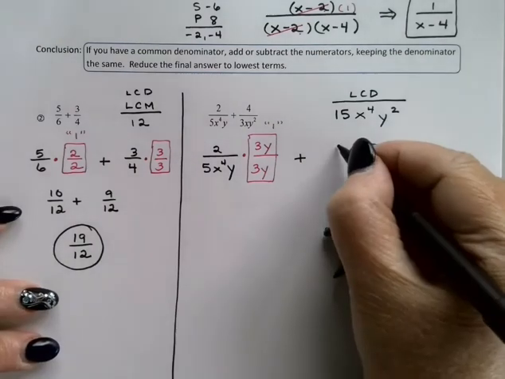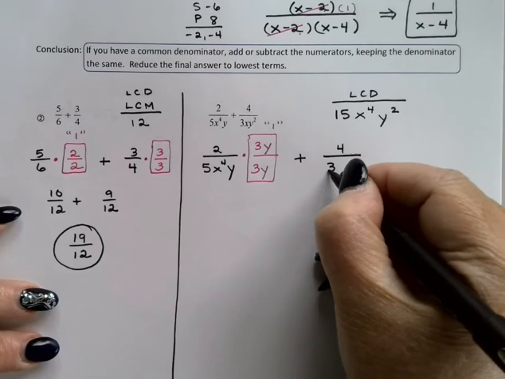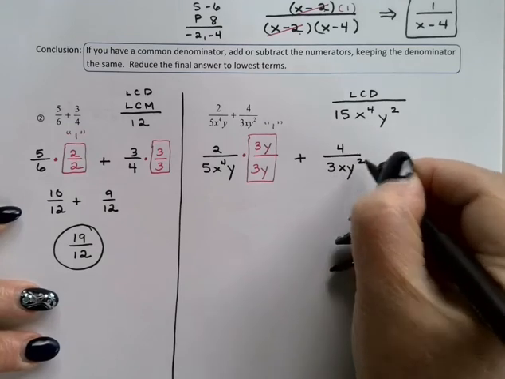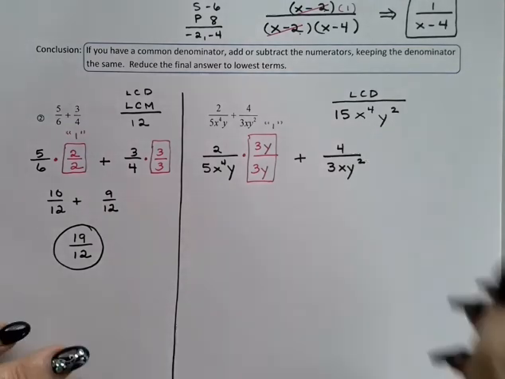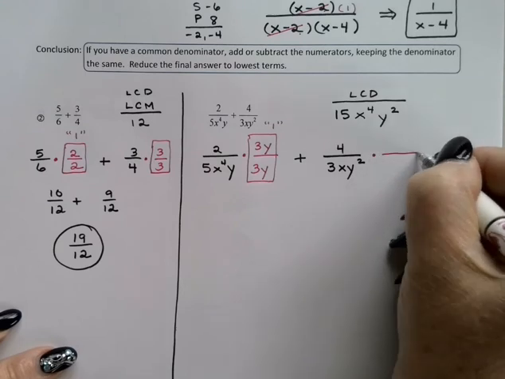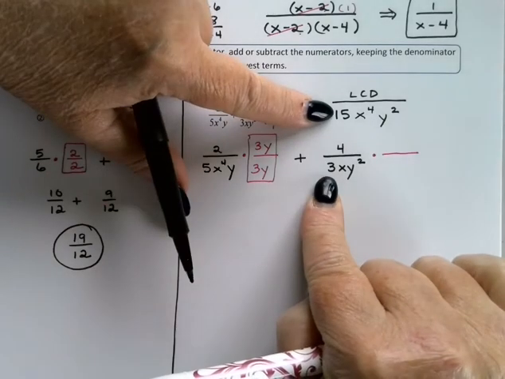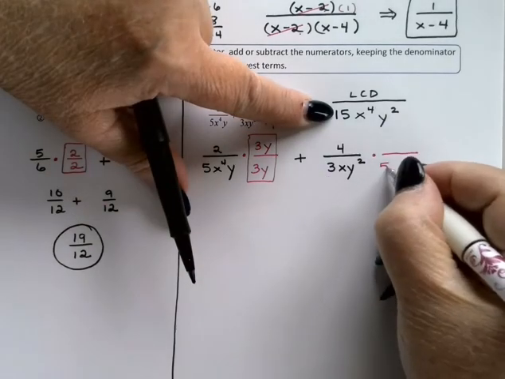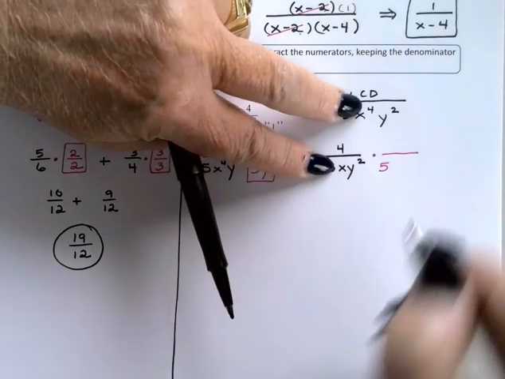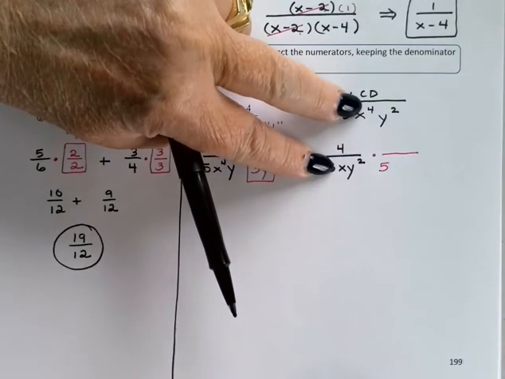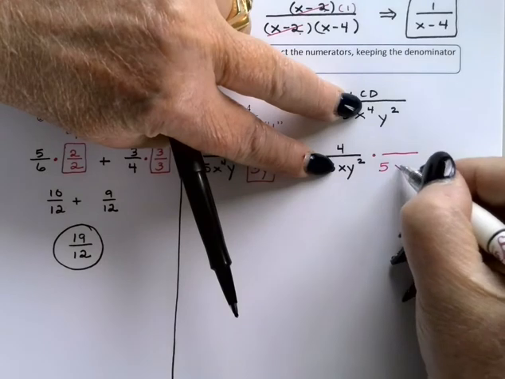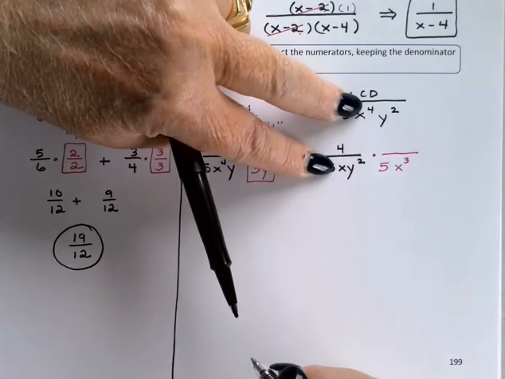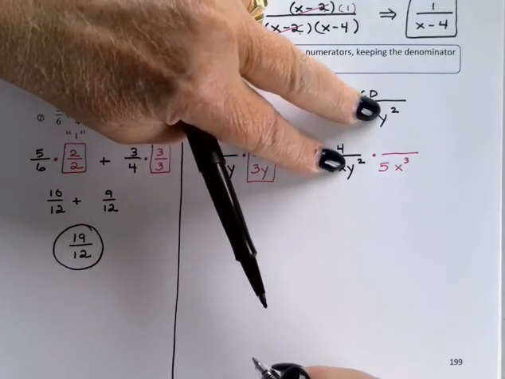All right, the second fraction, 4 over 3xy squared. Same analysis. To go from 3 to 15 would require a multiplier of 5. x and x to the fourth, I'm going to have to multiply by an x cubed to get that. And the y squared is actually fine.